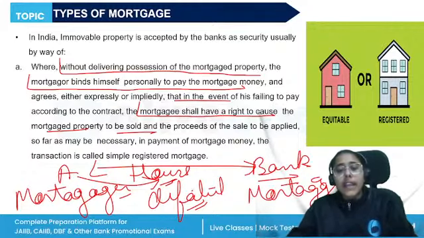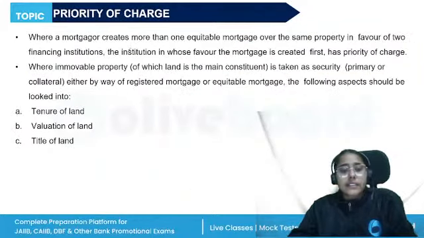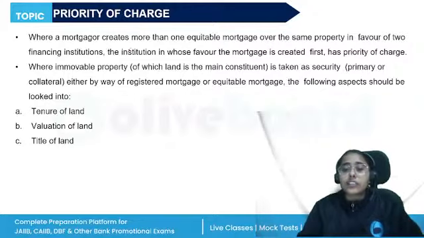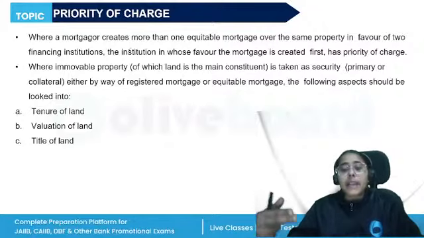Now, when an immovable property is mortgaged or taken as security, either by way of registered mortgage or equitable mortgage, certain things need to be looked into, like the tenure of the land, the valuation of the land, and the title of the land. It is necessary to ascertain whether the tenure of the land is freehold, held on lease, or statehold. Then the valuation of the land should also be done, to determine whether the price paid for the land is in line with the prevailing prices or not.